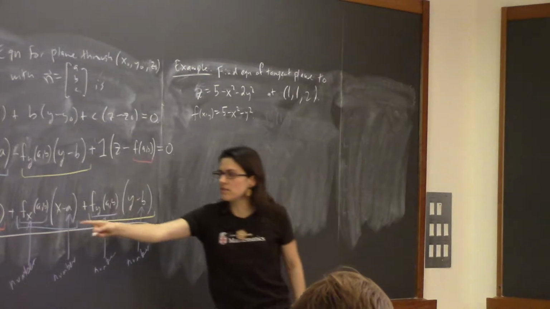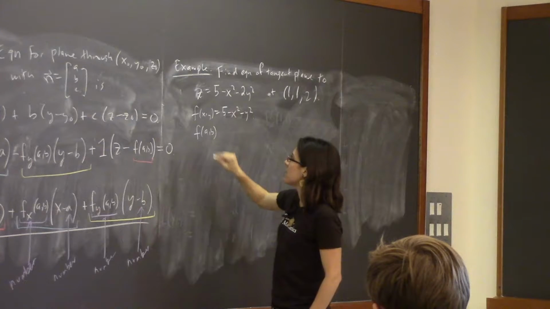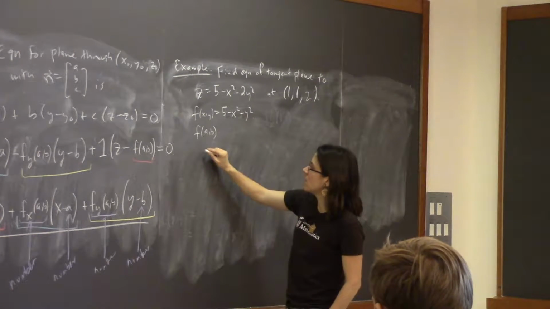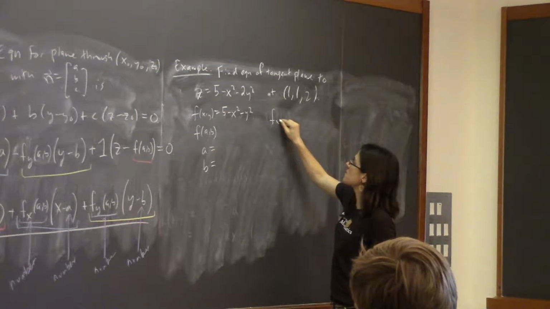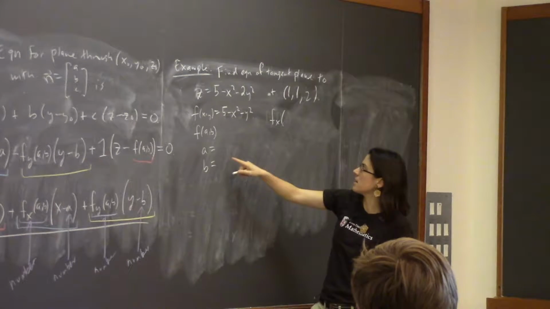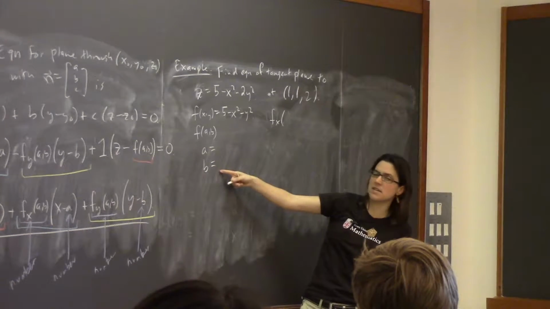So let's get all of our things. We're going to need f of (a, b). We're going to need a, and we're going to need b. We're going to need the partial derivative with respect to x at our a and b, and so on. Okay, so let's plug in. What is a and what is b in this case?